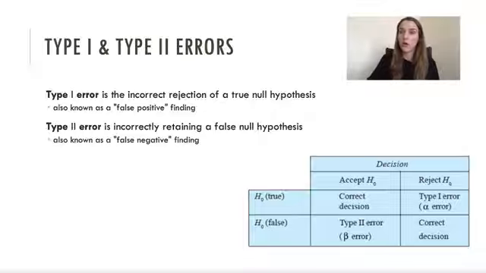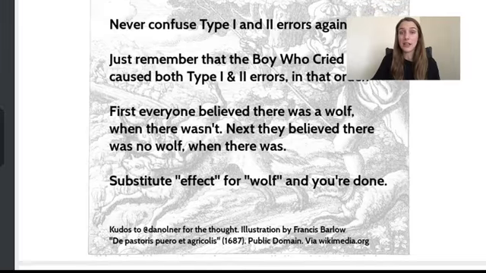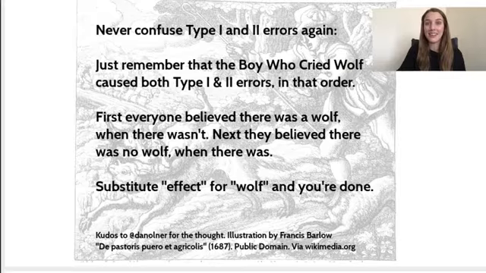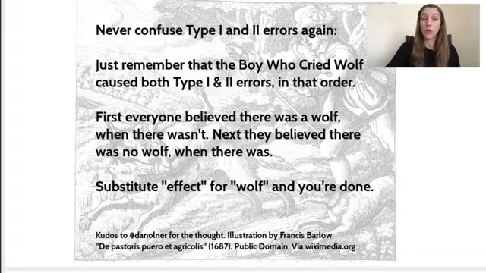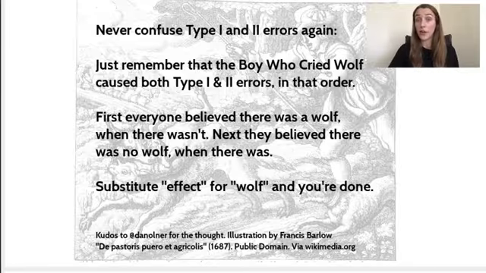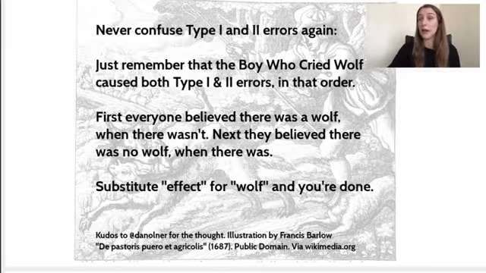So this is pretty wordy, right? There's a lot of room for, wait, double negatives, falsely rejecting. So I like to think about this in a couple of other ways. I think this is a lovely example. So never confuse type 1 and type 2 errors again. Remember the boy who cried wolf? He had both type 1 and type 2 errors in that order. First, everyone believed there was a wolf when there wasn't. Next, they believed there was no wolf when there was. So the wolf here is the effect or the relationship that you're trying to detect.